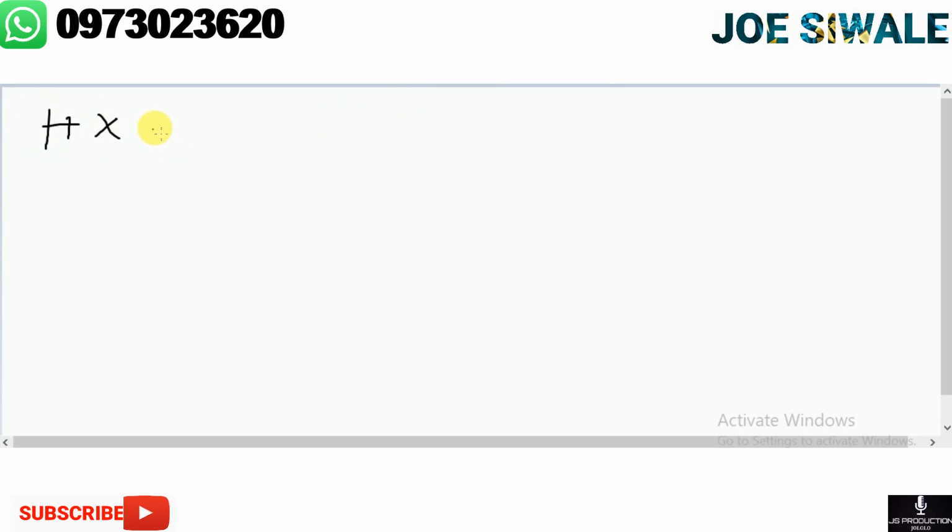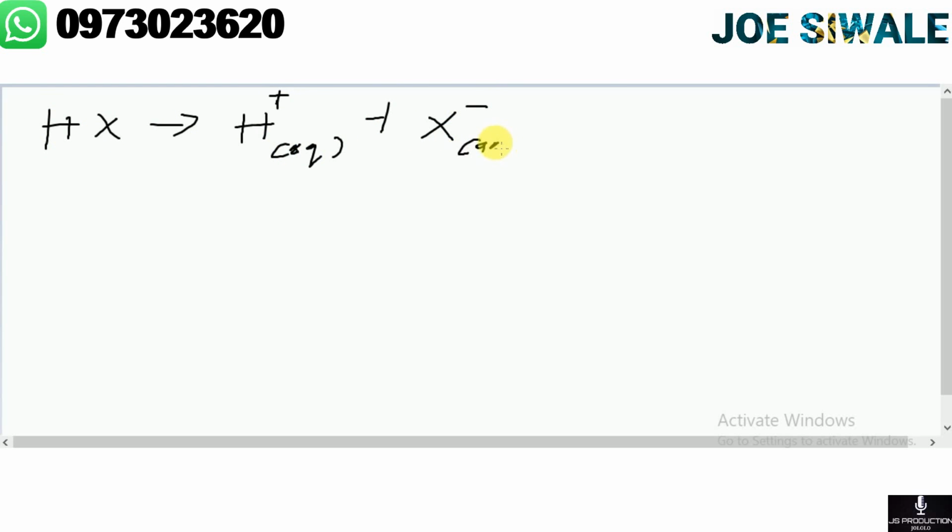So I'm going to write that general equation again. It is HX. This will produce a positively charged ion of hydrogen, which is in aqueous form, plus a negatively charged ion. So there are some of the acids that we can write in this form.